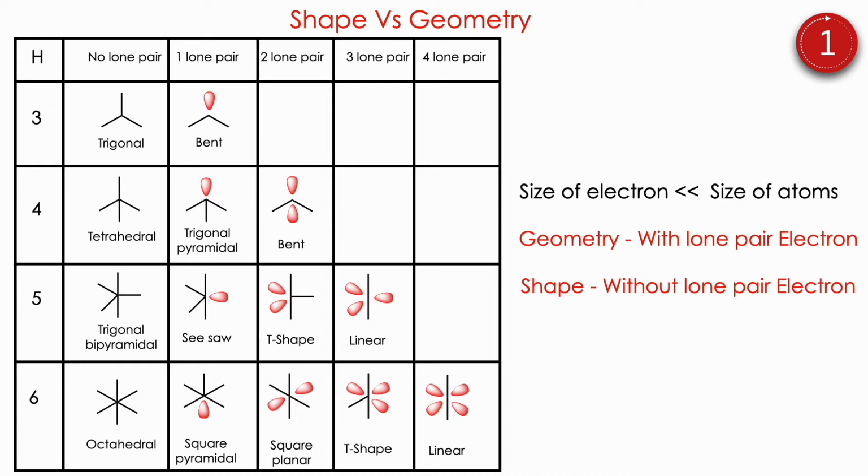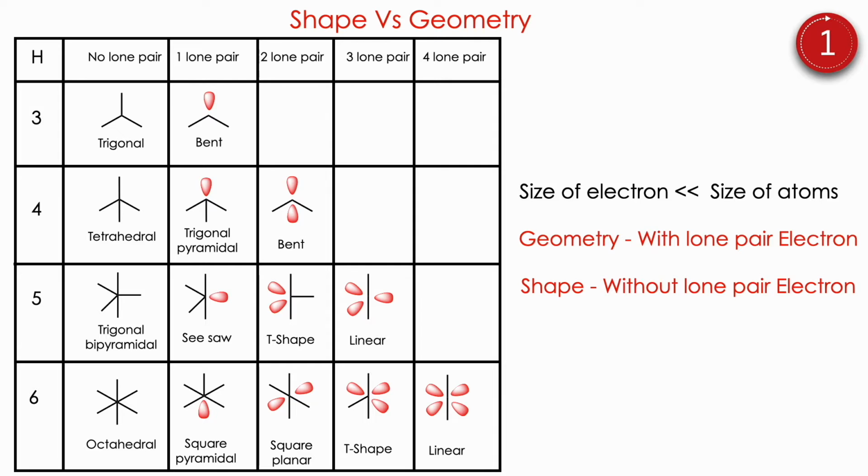Here I have given a lone pair library. For that you have to memorize shape versus geometry. Geometry means with the lone pair of electrons. Shape means without the lone pair of electrons, because the size of the electron is way less than the size of the atom. So shape is without electrons.